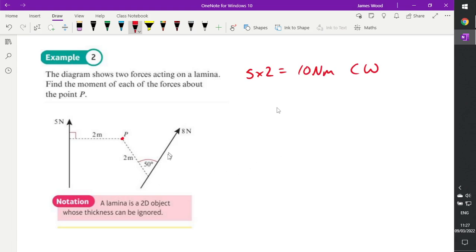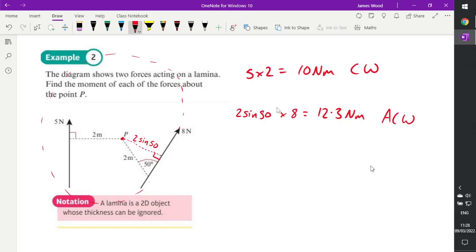And now we've got this other force here, the 8, which is at an angle. Again, I'm going to resolve the distance, I think, to make them perpendicular, like that. So this distance here is then 2 sine 50 for the perpendicular distance. So we've got 2 sine 50 times 8 newtons. Let's work out what that is. So that's 12.3 Newton meters, and that force is trying to make it rotate around that way. So that is anti-clockwise.